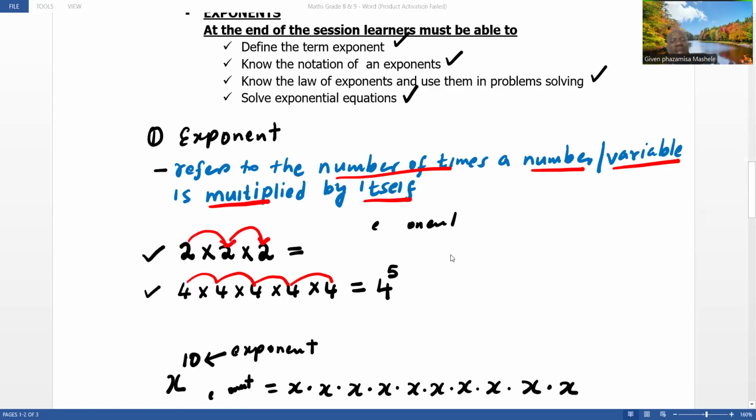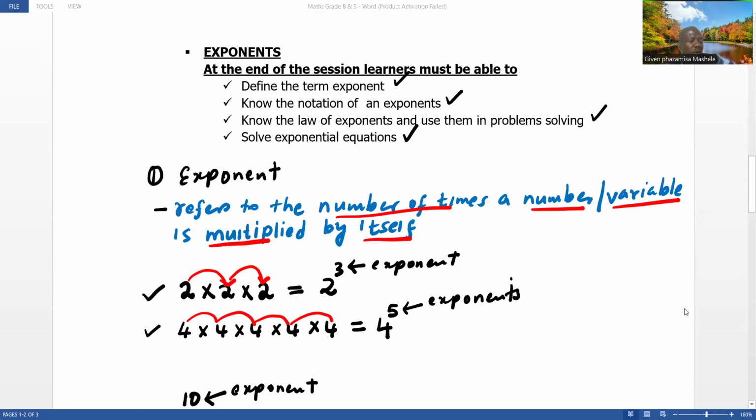And what did we say about exponents? We said an exponent is the number of times a number or a variable is multiplied by itself. I think we went through that. And we also went through the notation of an exponent. We know which one is an exponent and which one is a base. And we know the laws of exponents, which we use in solving problems.